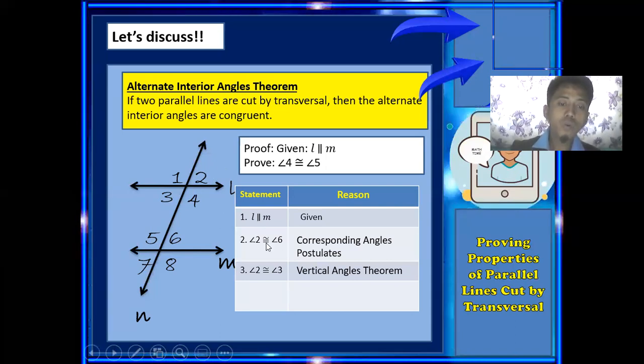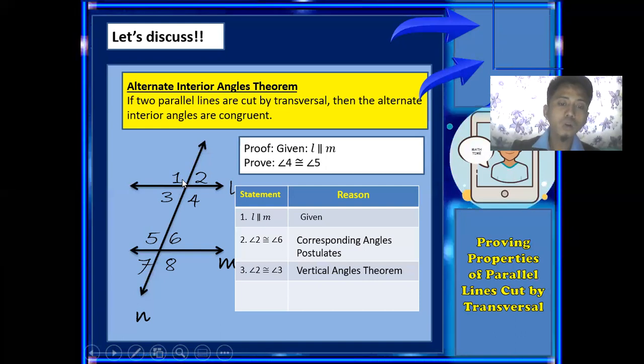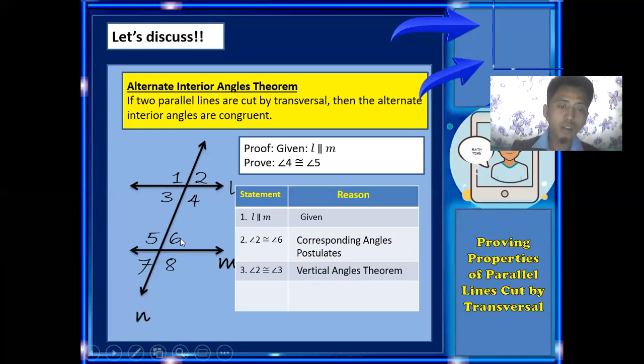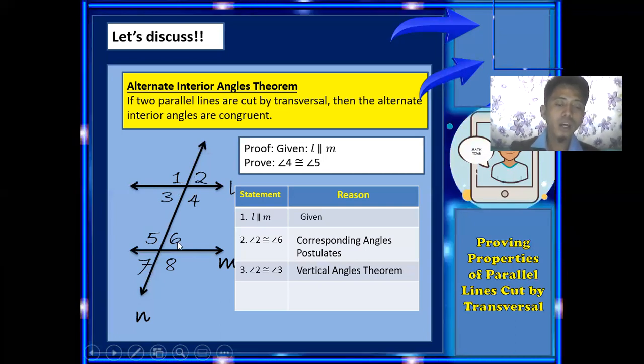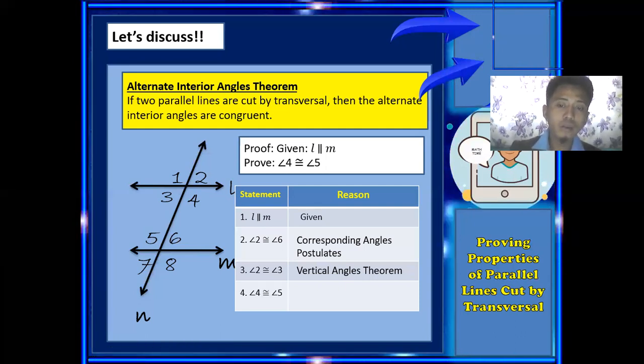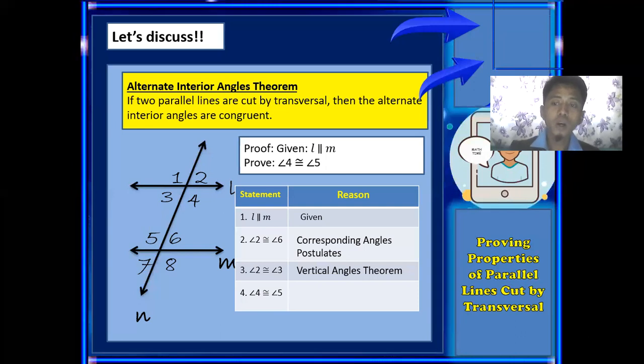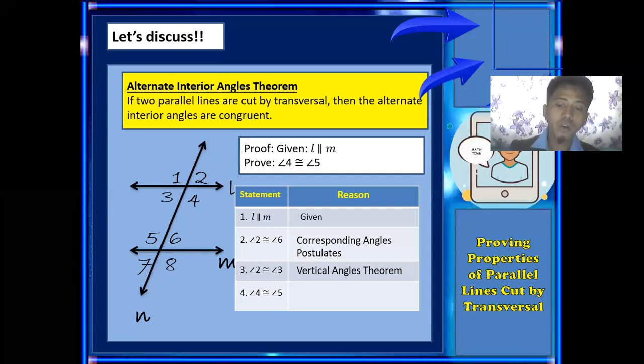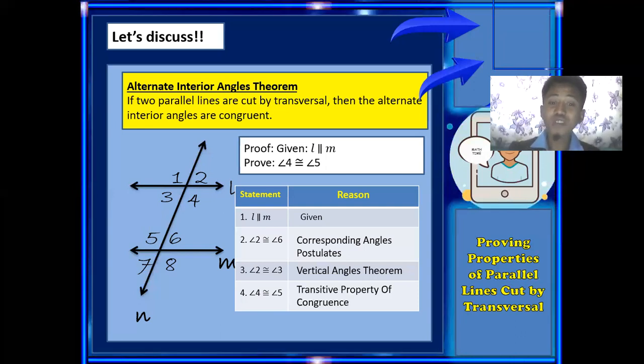So we already proved angle 2 is congruent to angle 6, and angle 2 and angle 3 are already congruent. So we're done using this one. Next, we can say angle 4 is congruent to angle 5. The reason is the transitive property of congruence.